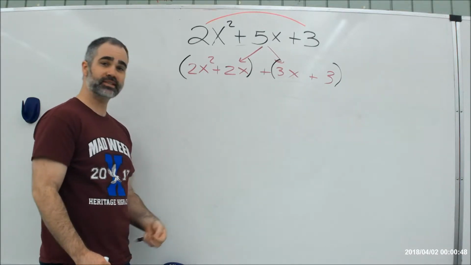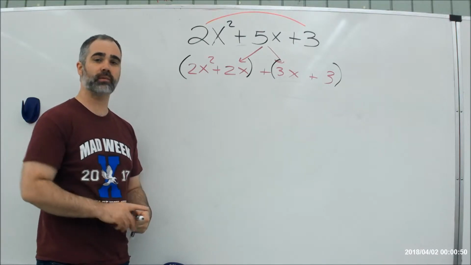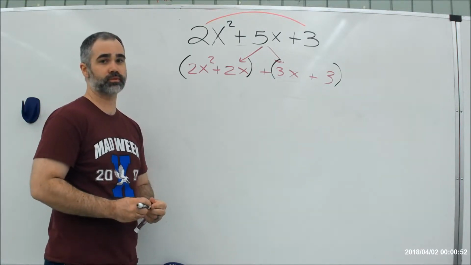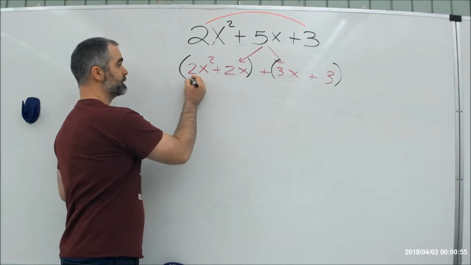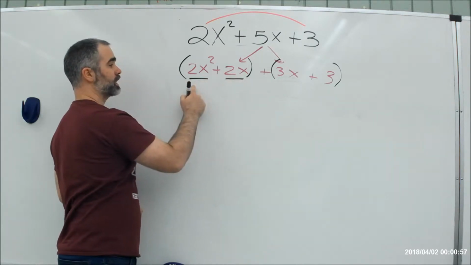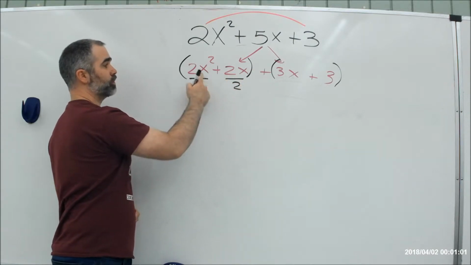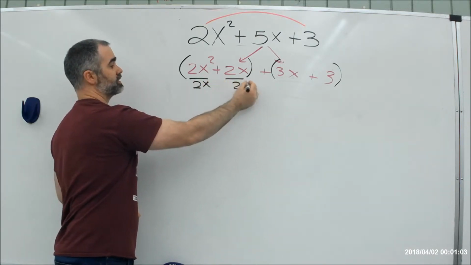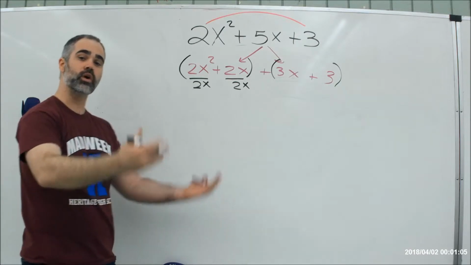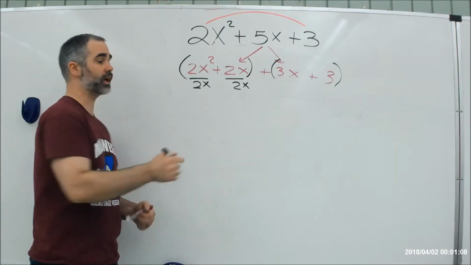Once you have the parentheses, see if you can find the greatest common multiple that goes into both terms. So if we look here, you're going to see that I can divide both of these by 2. But I can also divide both by x since they both have an x in them. And what I'm going to do is factor those out. I'm going to undistribute 2x from both.